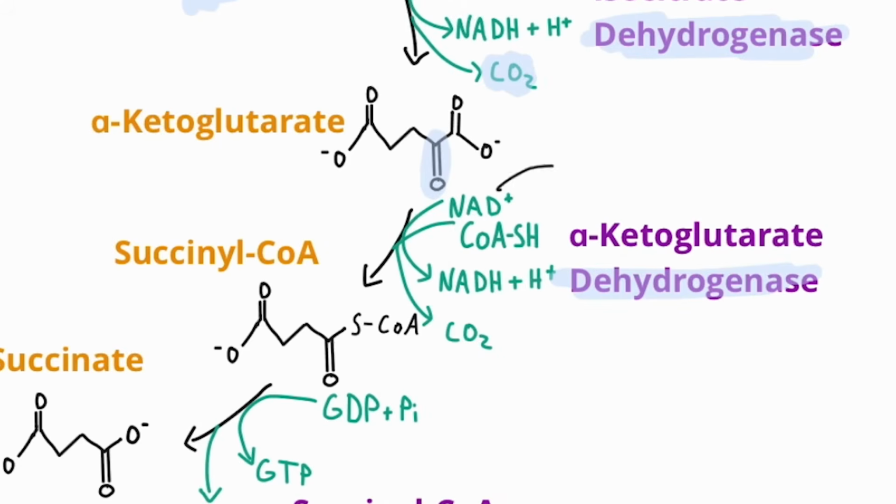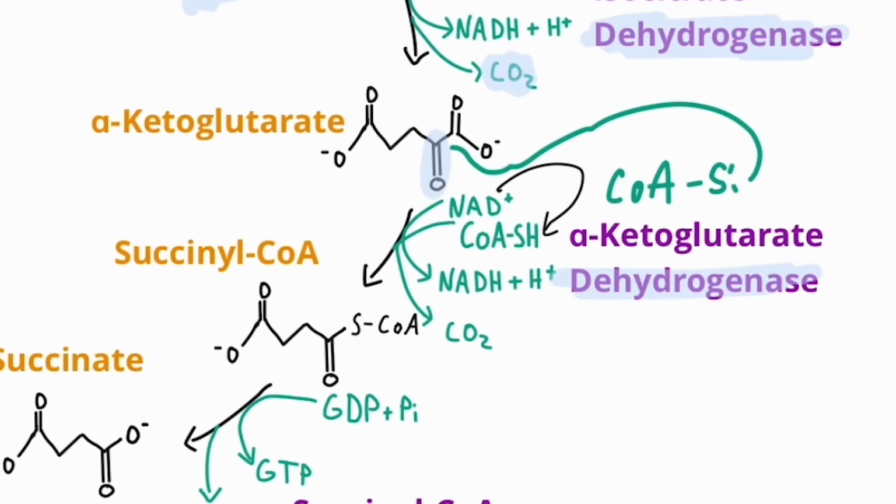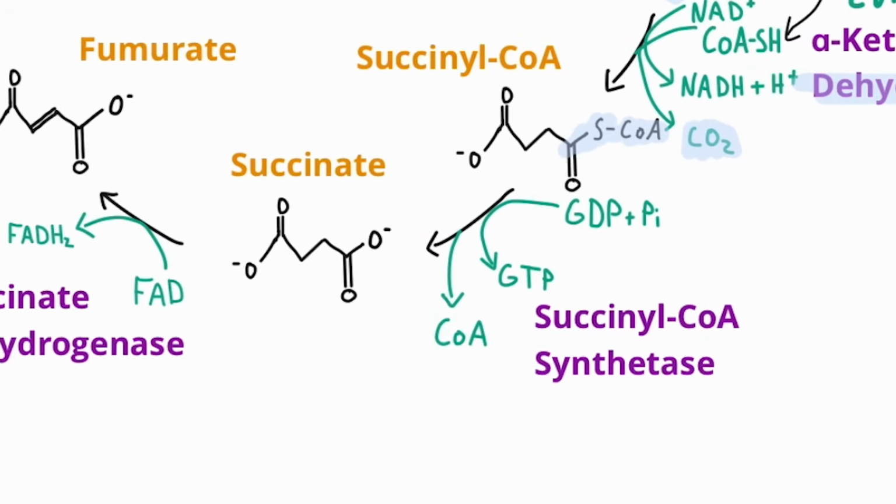NAD+ is going to take the hydrogen from the coenzyme A group. That's going to leave a lone pair on that sulfur, which will then allow that sulfur to act as a nucleophile and attack that carbonyl carbon. That attack is going to kick off this entire CO2 group here, which is explained by the loss of the CO2. And then when you look at the product, succinyl coenzyme A, we see that coenzyme A group attached to that carbonyl carbon that it attacked. So while this step is a little more complicated, understanding those relationships can make it a lot easier to remember. The next step is much more simple.